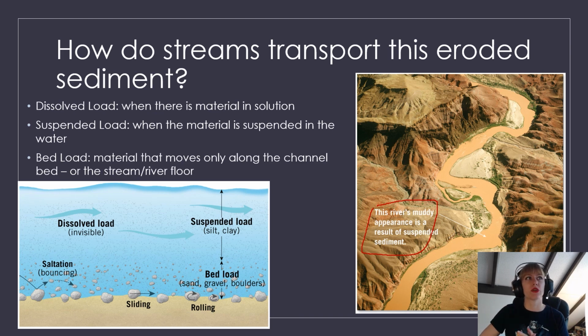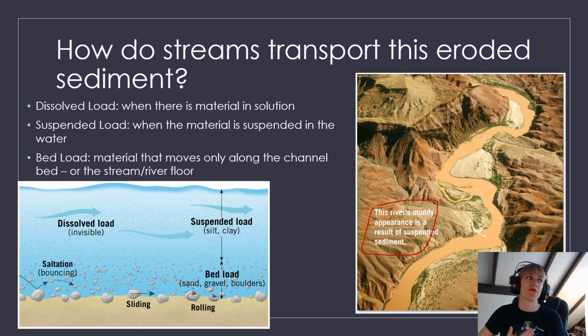Suspended load is a bit heavier. You can actually see it or feel it. This is usually delivered by groundwater, and it's not affected by the water's velocity at all. This is going to be things like silt or clay. Sometimes sand, very, very fine sand, which turns into silt at that point.